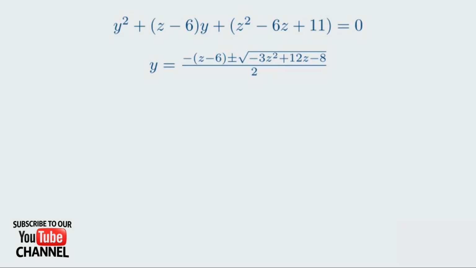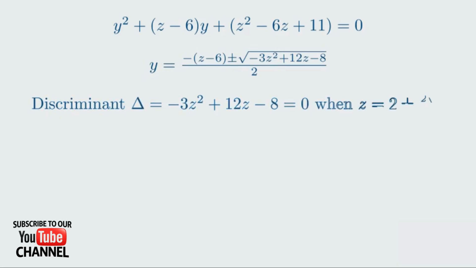We'll solve for y using the quadratic formula, treating z as a constant. For y to be a real number, the term under the square root, the discriminant, must be non-negative. We just found that it equals 0 only at 2 points. The discriminant is 0 when z equals 2 plus or minus 2 root 3 over 3. Let's test the possibility that the discriminant is positive, not 0.